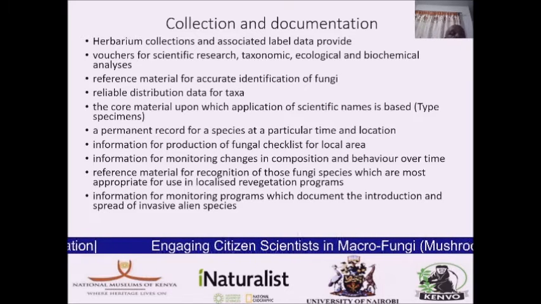while also providing reliable data on the distribution of taxa. And they are also the core material upon which application of scientific names are based. These are mainly the type specimens. Therefore, they give a permanent record of species at a particular time and provide information that is used in the production of fungal checklists, and also important information on monitoring.